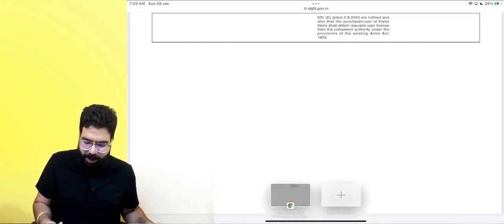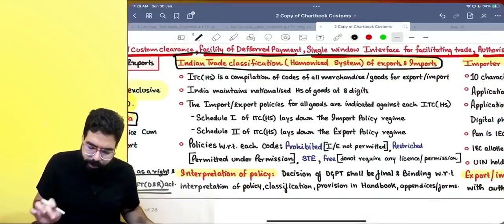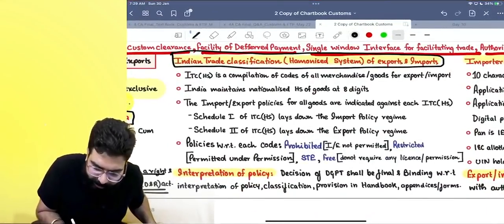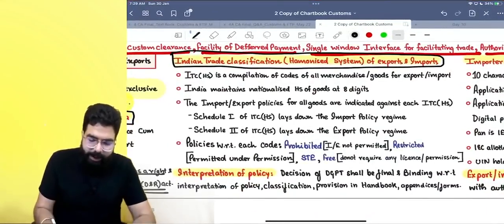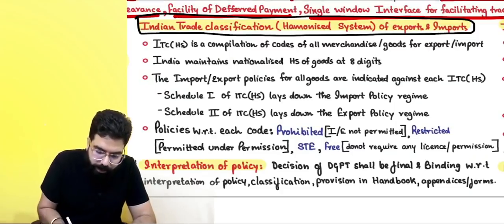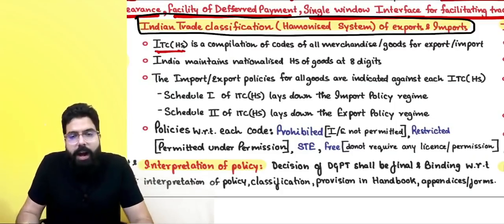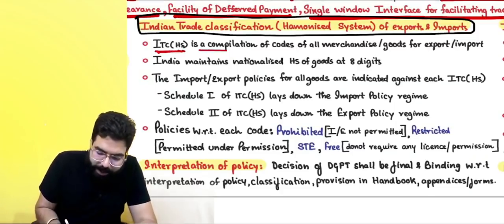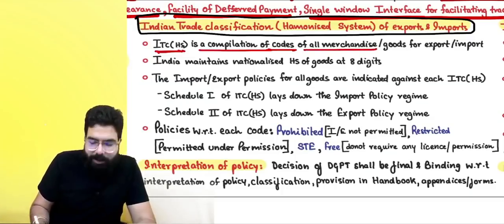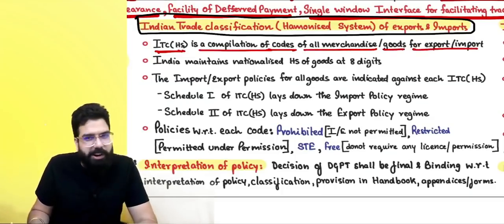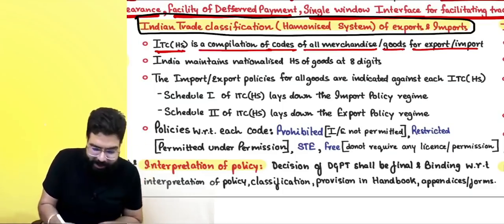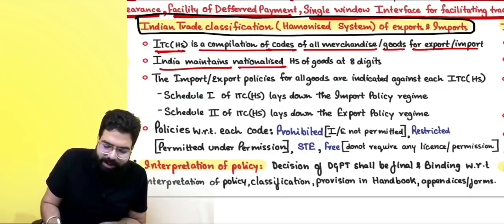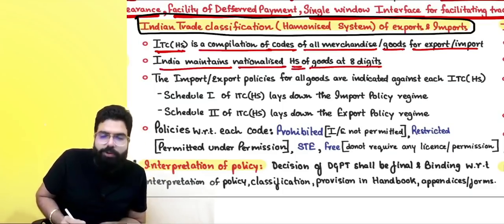See over here, everyone. What is the Indian Trade Classification Harmonized System? It says, one minute, Indian Trade Classification Harmonized System is a compilation of codes of all merchandise goods for export or import. I showed you all the codes are there. India maintains a nationalized harmonized system of goods of 8 digits.